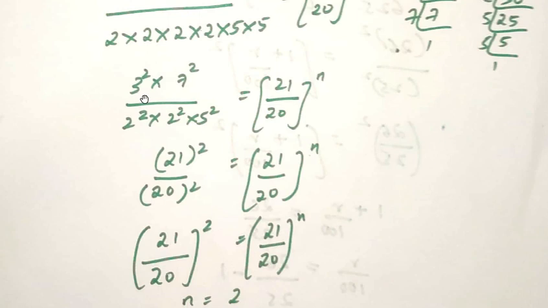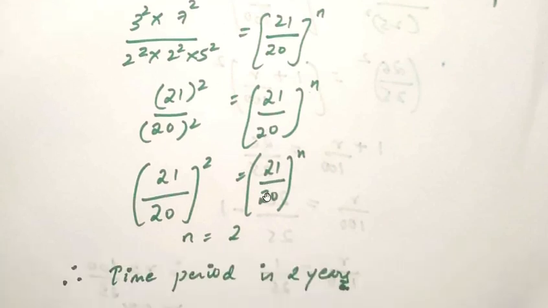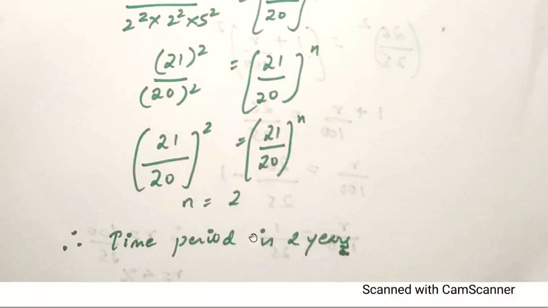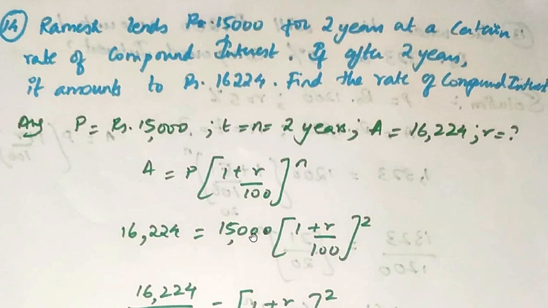So you can put it as 3 sevens are 21. 21 square divided by 20 square is equal to 21 divided by 20 to the power of n. So the value, the number of years, is 2 years. So in this way also you can find it out by finding out the factors.